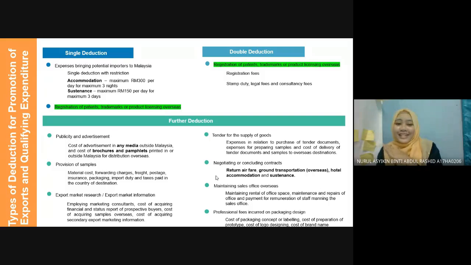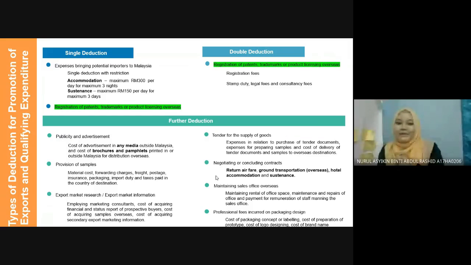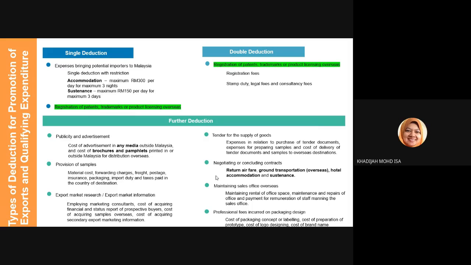Okay, next is further deductions. For the further deductions, there are a lot of qualifying expenditure under further deductions, which is publicity and advertisement. For the cost of advertisement in any media outside Malaysia, like television, website, magazine, radio, and cost of brochures and pamphlets printed in or outside Malaysia for distribution overseas. This can get a further deduction.